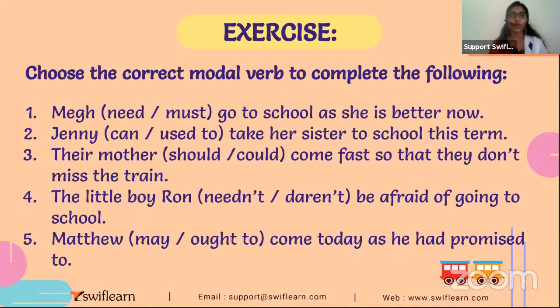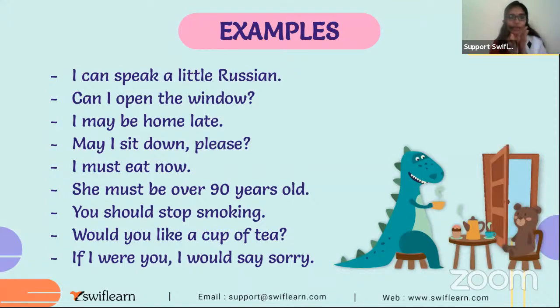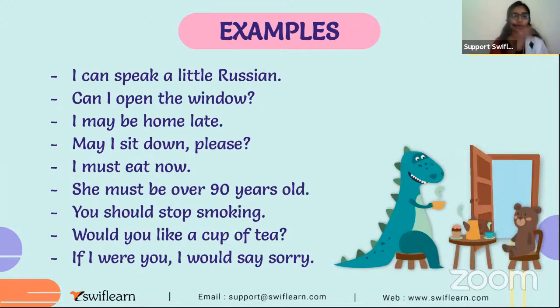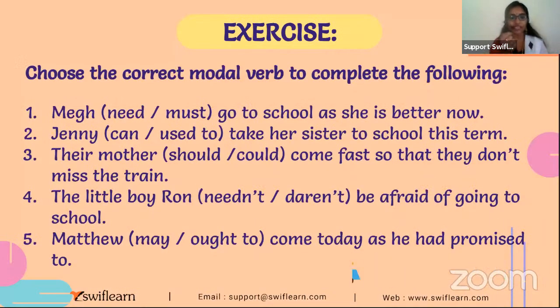Okay. So now we can choose the correct modal verb. We have the exercise here. It's again very interesting. So students, was that clear? The previous examples, was that clear? Yes? Okay, fine. So let's move on to the exercise. Meg Dash go to school as she is better now. Meg need to go to school as he is better now.